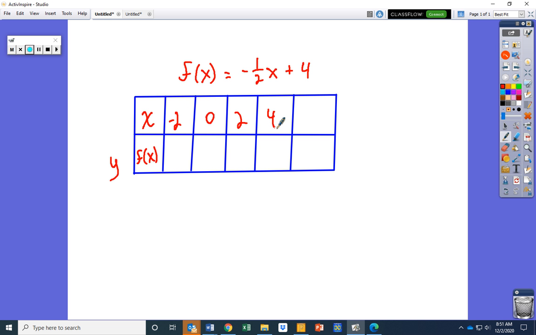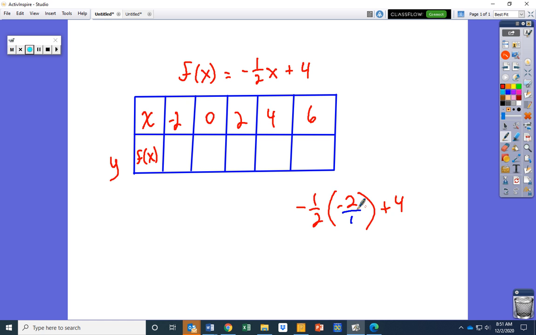Let's say I have the values negative 2, 0, 2, 4, 6. When I plug this in, and this is why I say you might need to use a separate sheet, if I plug in negative 2 for x, basically that means negative 1 half times negative 2. But in order to multiply this whole number times a fraction, what do I have to make this integer into? A fraction. So I put a 1 underneath it. I'll do that in a different color so you know I'm adding this in there. And then I have plus 4.